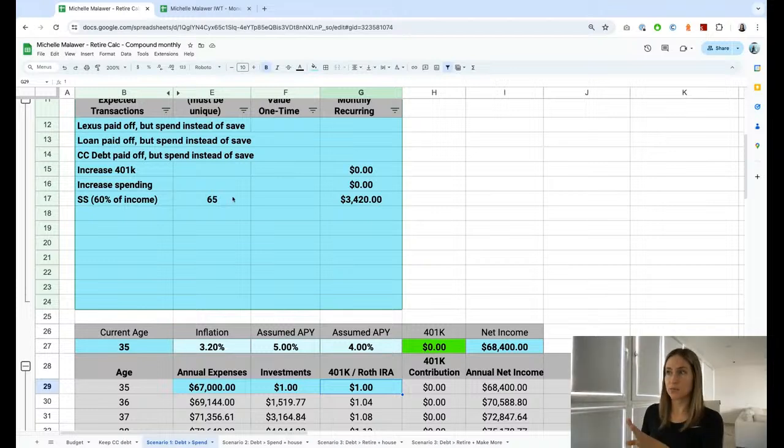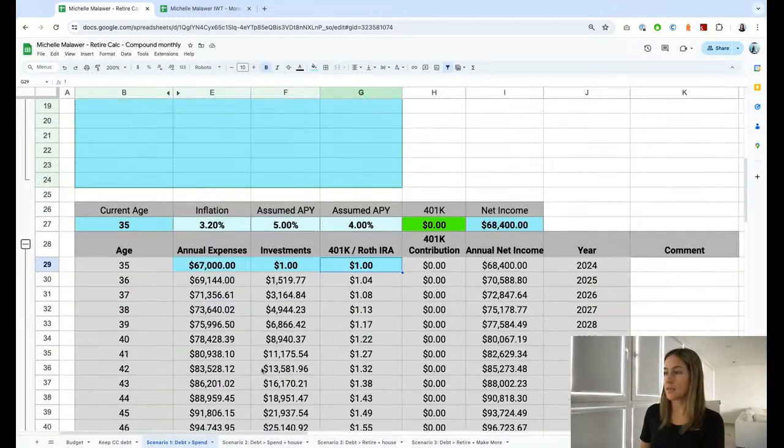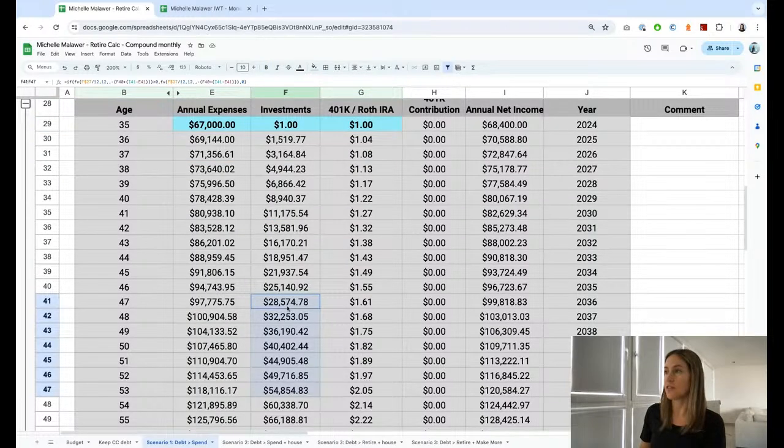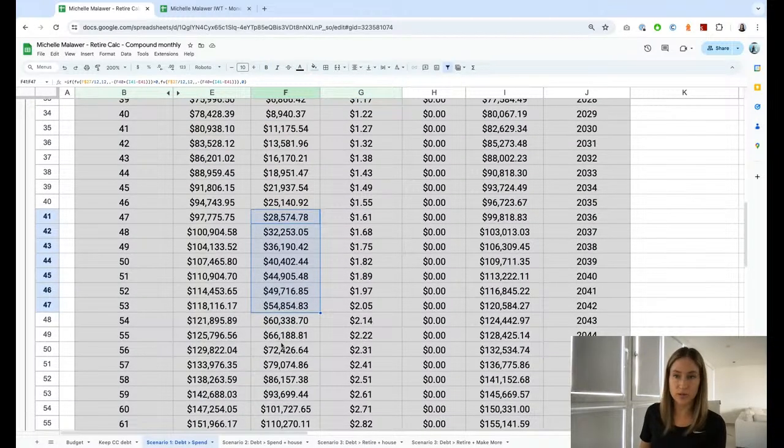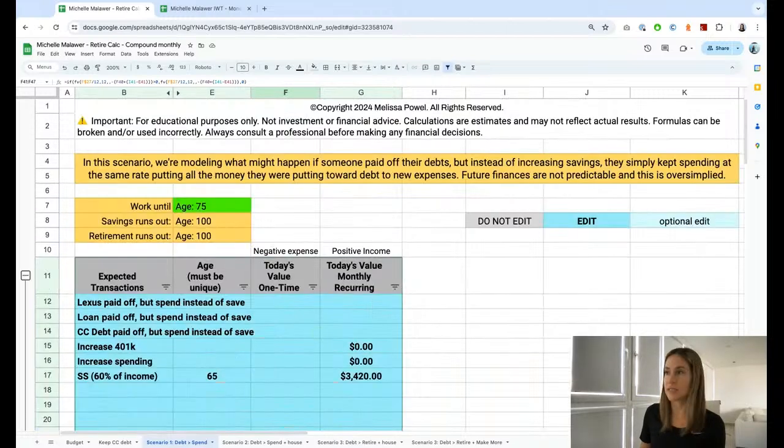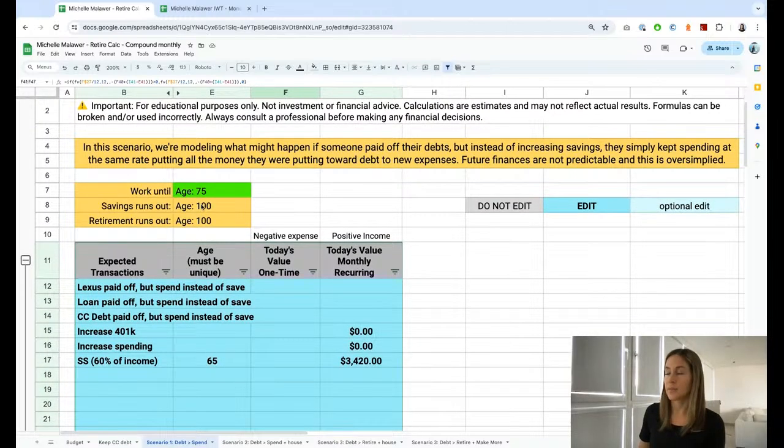And this person rents for the rest of their life. They did earn enough in their savings to buy a house, but they just chose to keep renting. I wanted to see what that would look like. And they retire at 75 and their savings runs out at 100, assuming completely linear type behaviors, which is obviously not going to be the case.